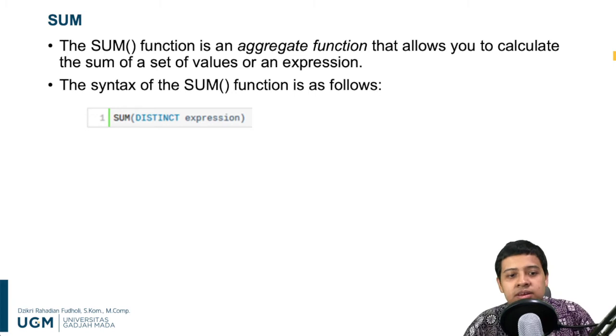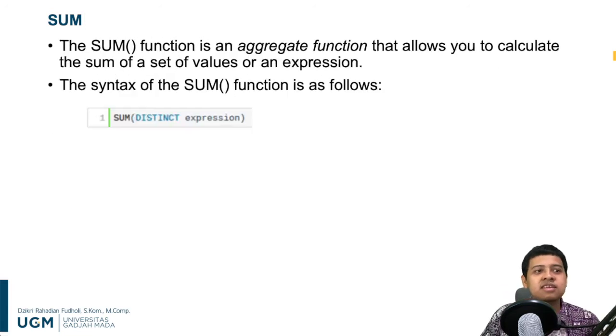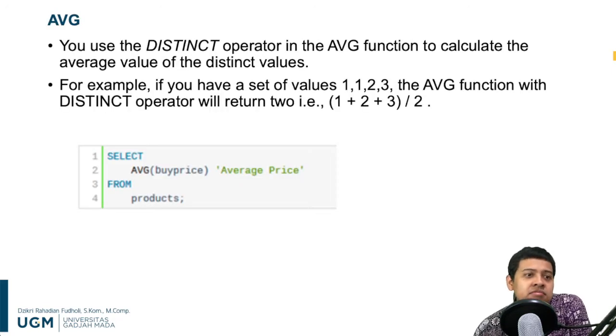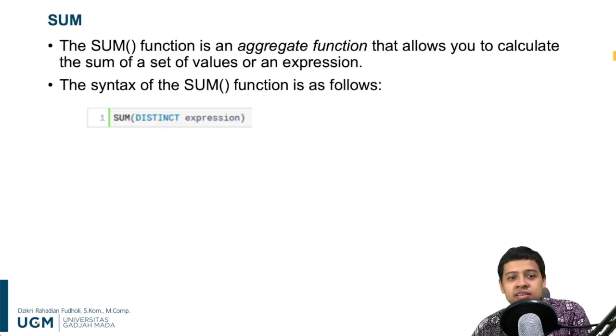Now, the fourth one is the sum. The sum function is an aggregate function that allows you to calculate the sum of a set of values or an expression. The syntax of the sum function is as follows. Once again, we have the distinct, and this one really takes effect, just like the average.